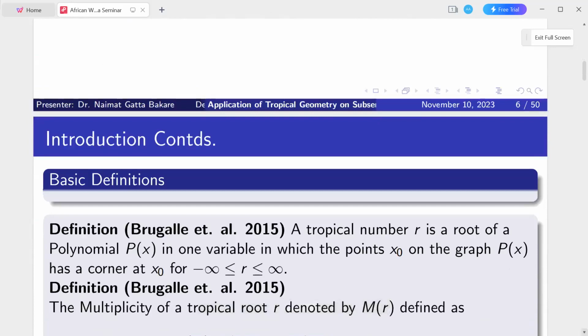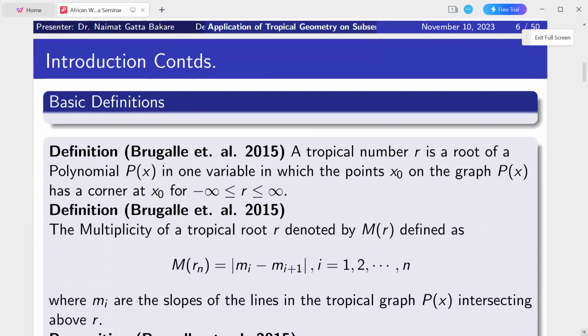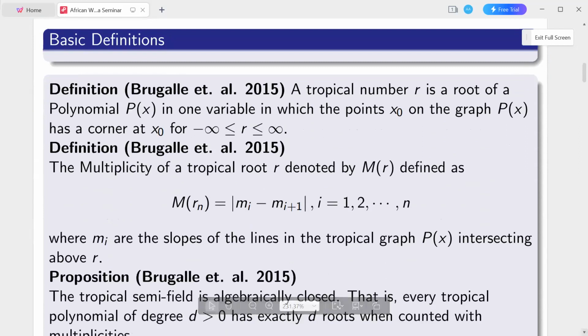Like Brugallé et al. in 2015, who defined a tropical number as a root of a polynomial in one variable, which is defined in this set. And equally Brugallé et al. in 2015 defined the multiplicity, how you can find our multiplicity between the two slopes, as m_i equal to the absolute value of this, where m_i represents the slope in each part of the graph. And when you find the slope, we always look at the intersection above the root. By the time I get to the example, you will understand what I mean by the slope above the intersection.